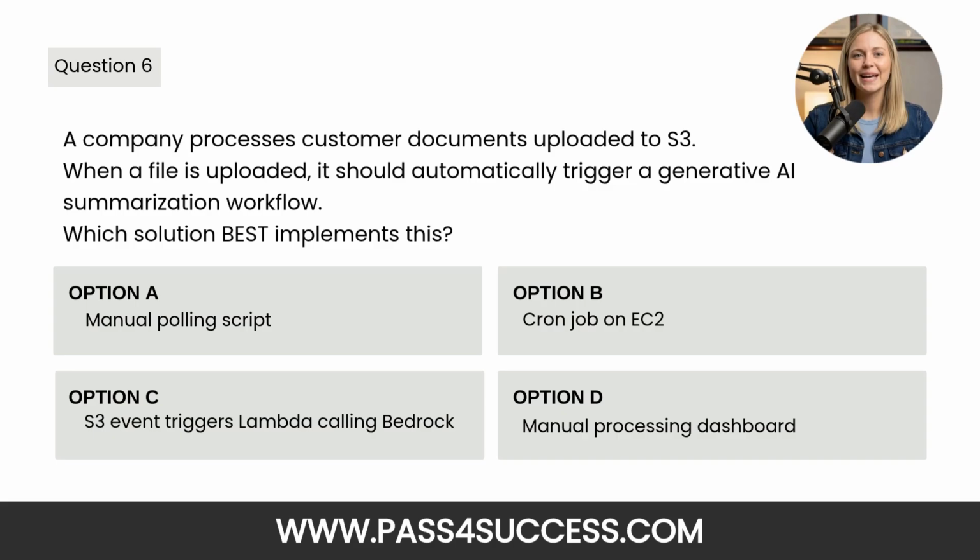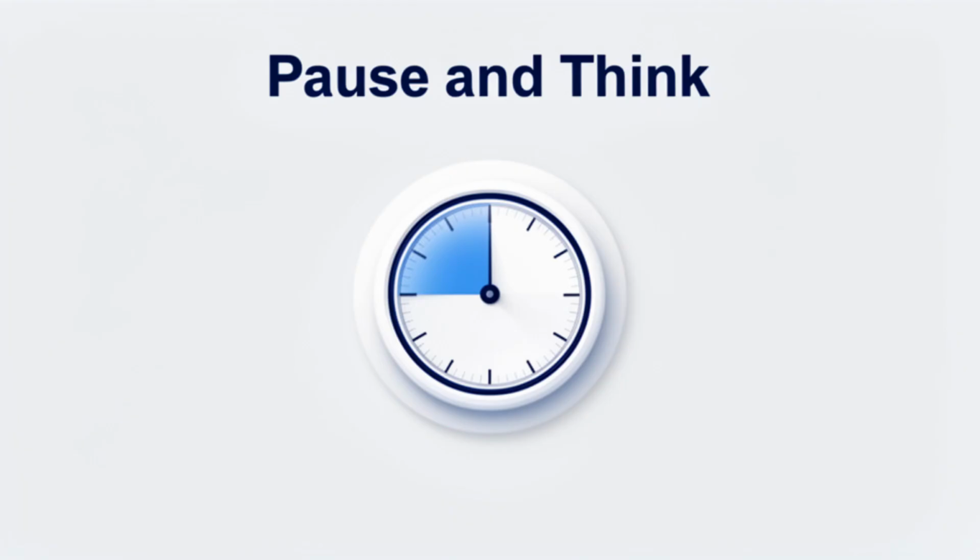Question 6. A company processes customer documents uploaded to S3. When a file is uploaded, it should automatically trigger a generative AI summarization workflow. Which solution best implements this? A. Manual polling script. B. Cron job on EC2. C. S3 event triggers Lambda calling Bedrock. D. Manual processing dashboard. Take a few seconds to think.